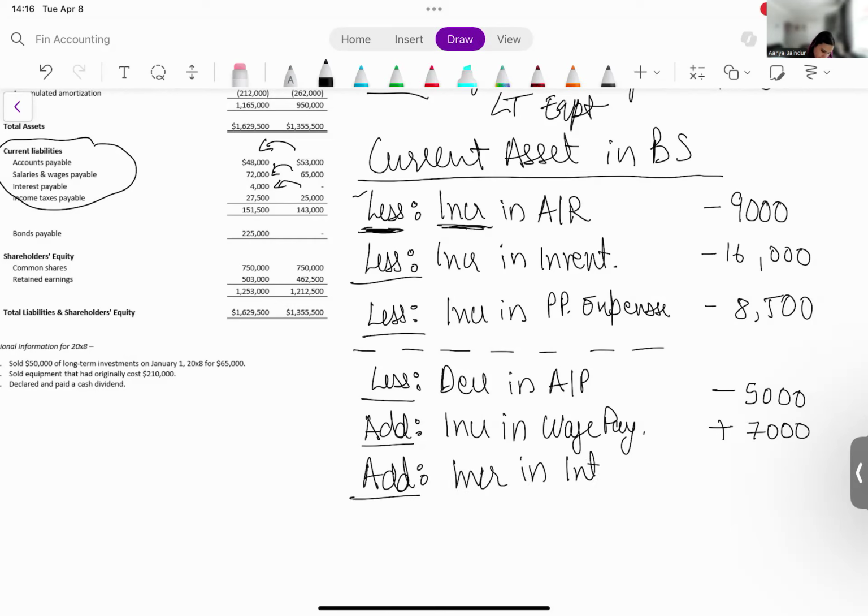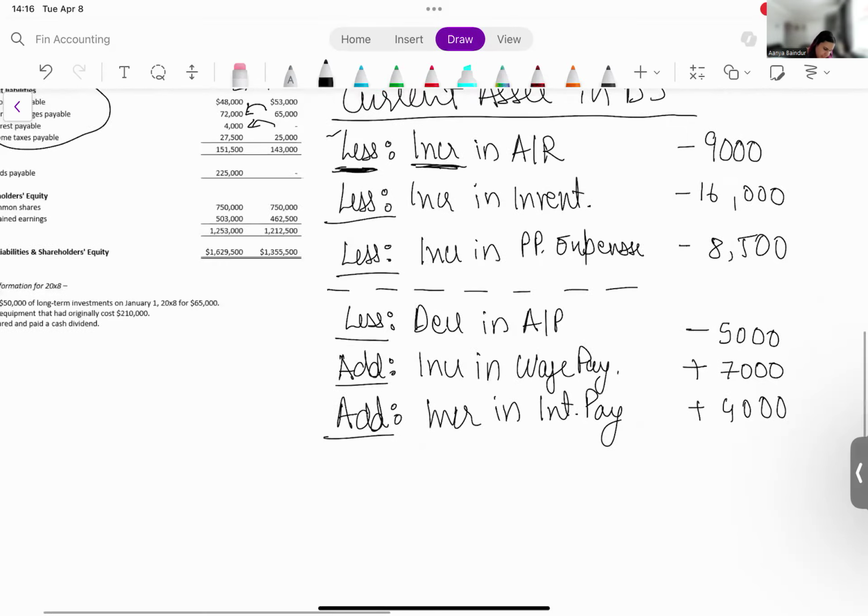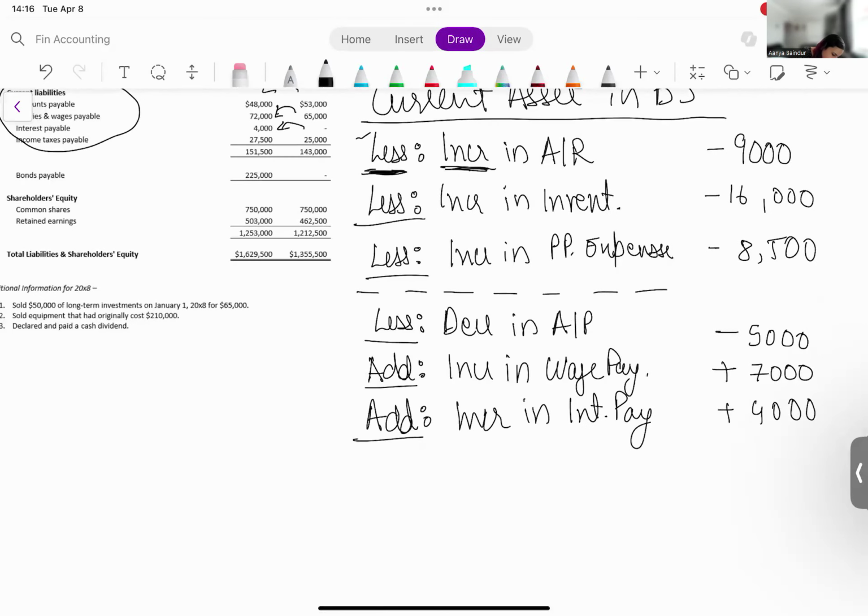Increase in interest payable of 4,000. And lastly, we have income tax payable, which is also going up, so it's also an add. Increase in income tax payable. That is 2,500.